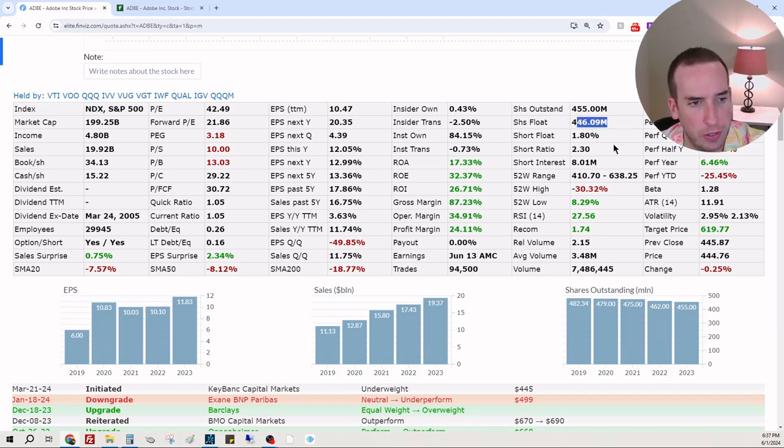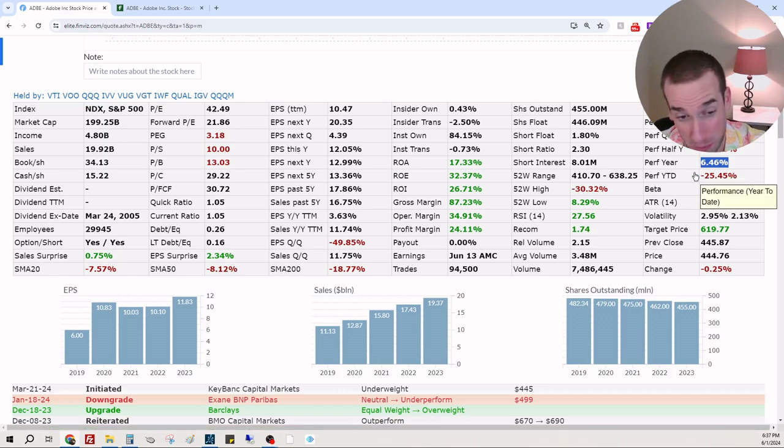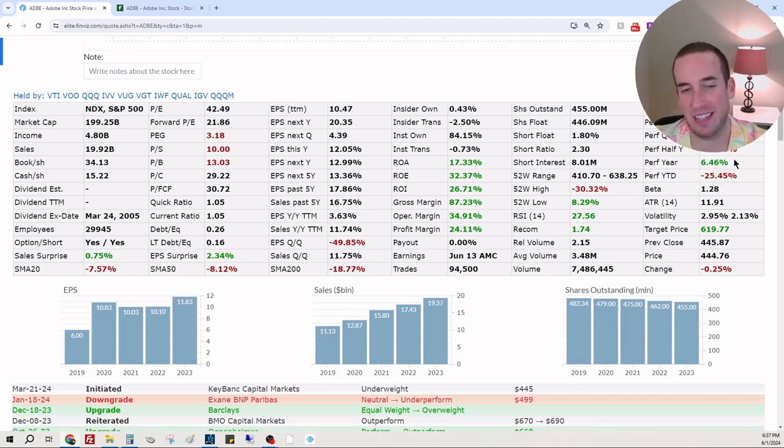Shares float, quite a bit of shares. Not that much shorting going on. Good volumes. 25% down this year. Year to date, for last year, it's up 6%. Again, like I said, if you bought this time last year, you're basically flat.